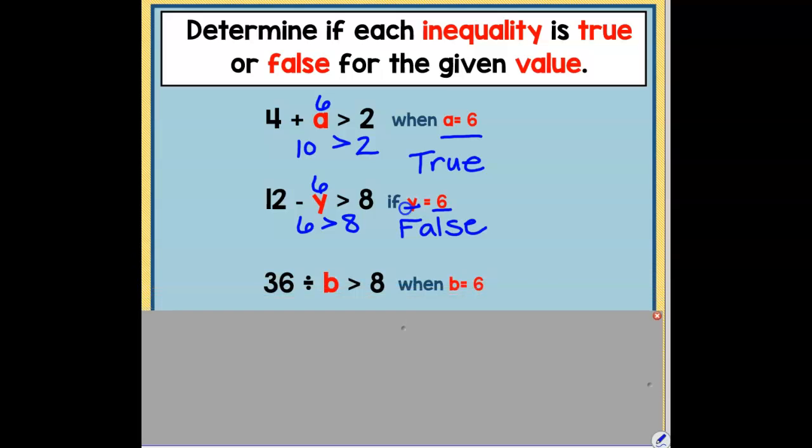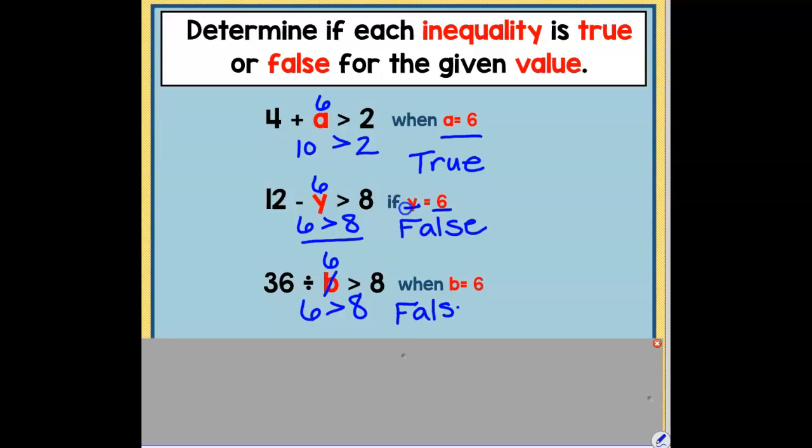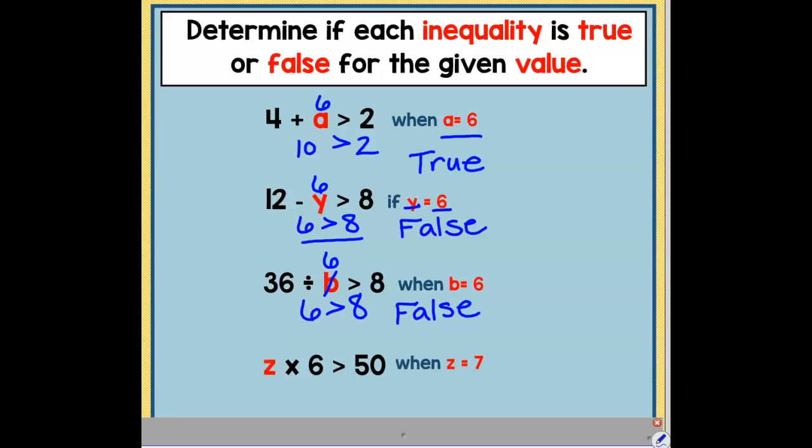Our next one, write it down. 36 divided by b is greater than 8 when b equals 6. Well, I know my b value is going to be 6, so I'm going to substitute a 6 in. 36 divided by 6, I can sing my 6 song. I already know 6 times 6 is 36. Keep my symbol going the same way. Is 6 greater than 8? No, just like the one before, it is still not greater than 8, so this would be another example of a false statement.